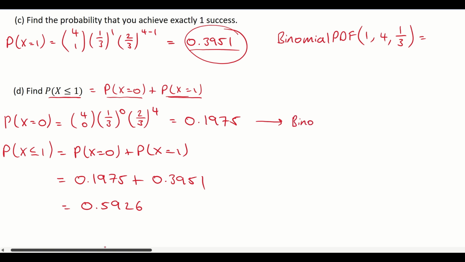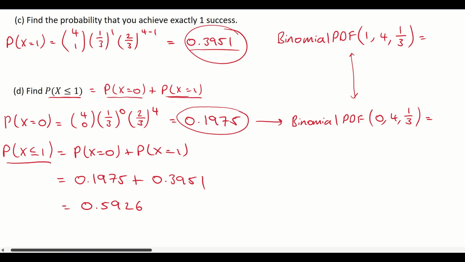Likewise, if you were going to work this one out, the probability that x is 0, you would just do binomial PDF, and then 0 is the number of successes we want. We're doing 4 trials, and 1/3 is the probability of success on each trial. And if you pop that into your Casio ClassPad or just any online binomial PDF calculator, you should end up with 0.1975 as your answer. But what if I want to work out the probability that x is less than or equal to 1? Well, I would just add these two numbers together.